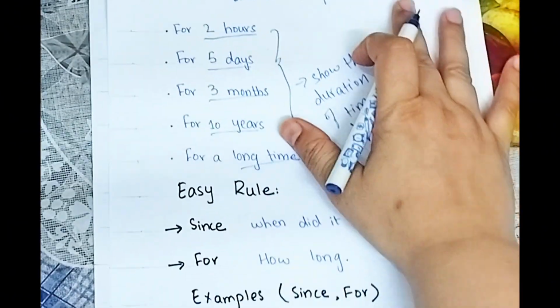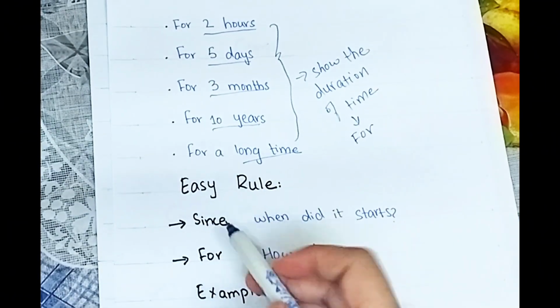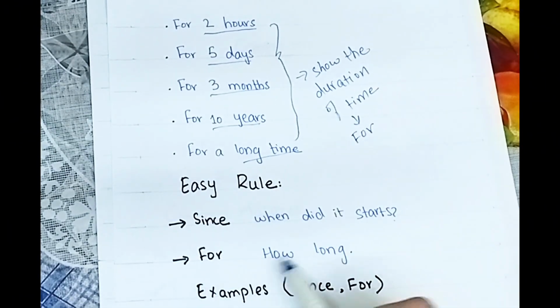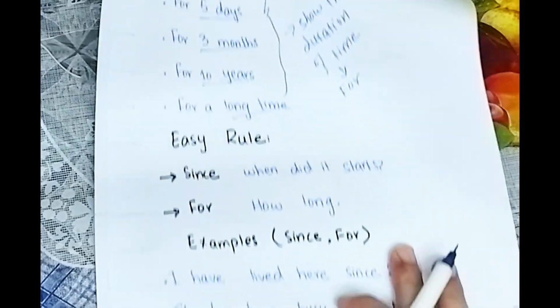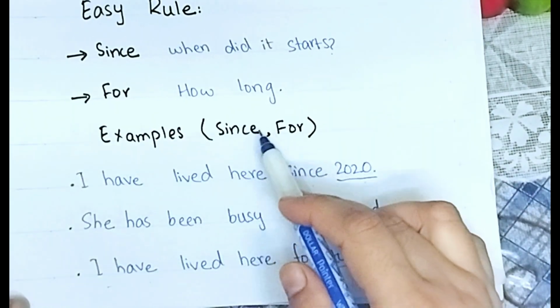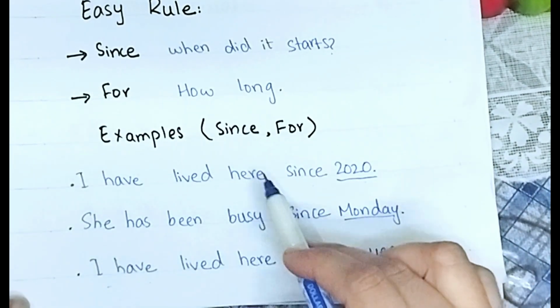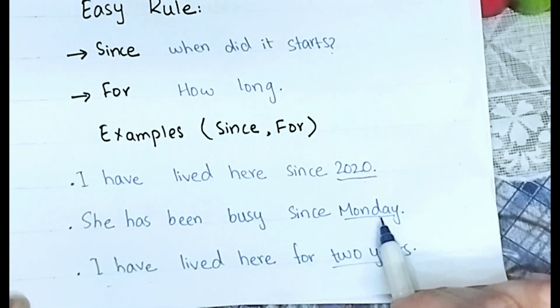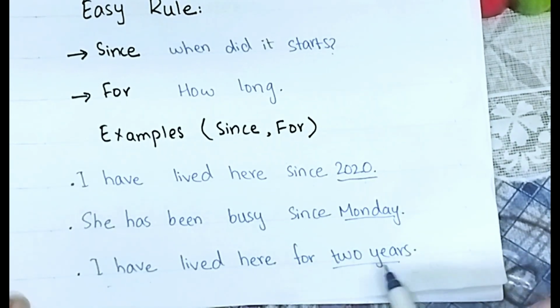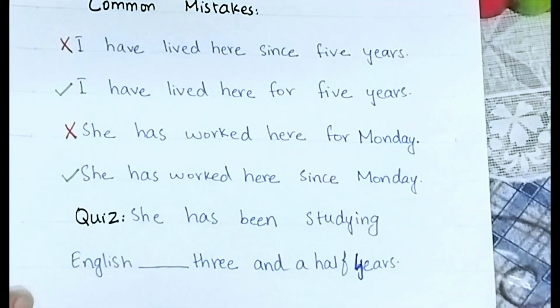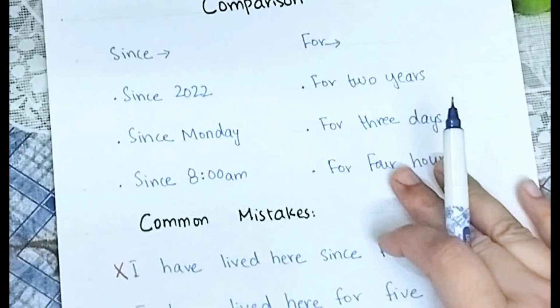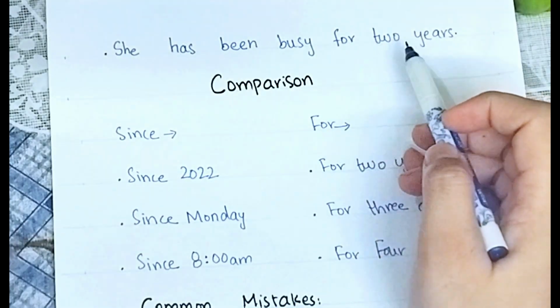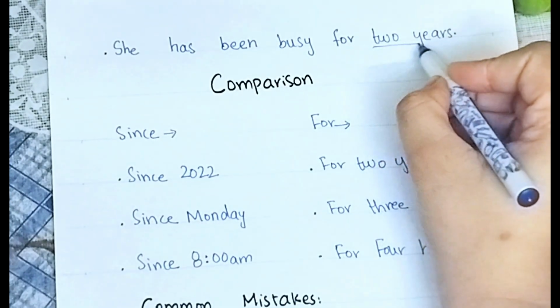Now remember this easy rule. Since when did it start? For how long? Let's understand with some examples. I have lived here since 2020. She has been busy since Monday. I have lived here for 2 years. She has been busy for 2 years.